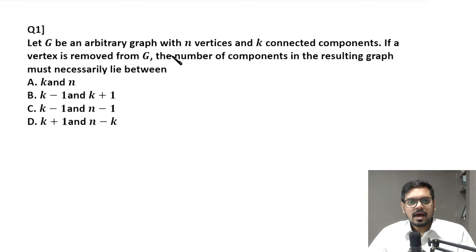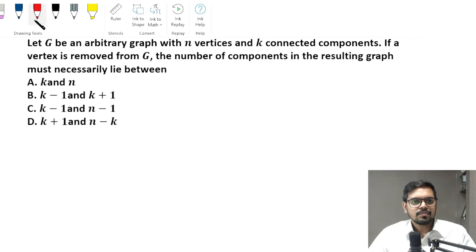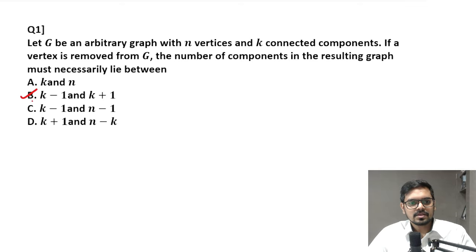Let G be an arbitrary graph with n vertices and k connected components. If a vertex is removed from the graph, the number of components in the resulting graph must necessarily lie between which option is correct? We have different ranges: k to n, k minus 1 to k plus 1, k minus 1 to n minus 1, k plus 1 to n minus k. Pause the video and try, then look at my solution. I hope you have tried and you have said option B. That is what I expected.